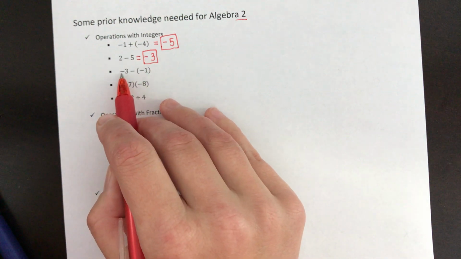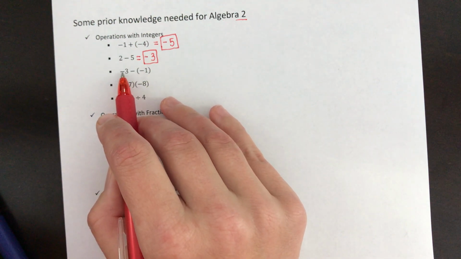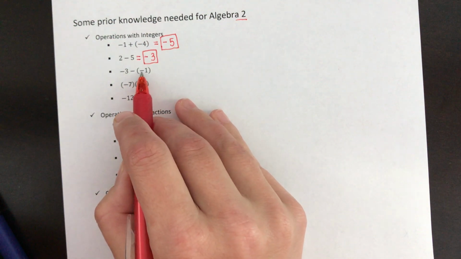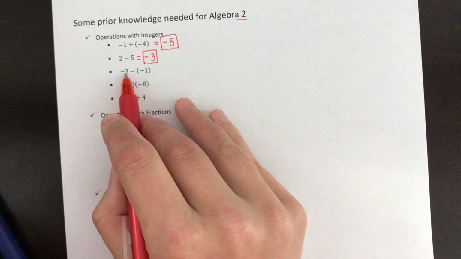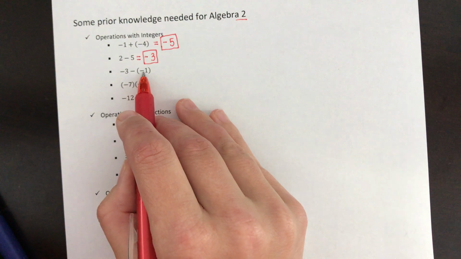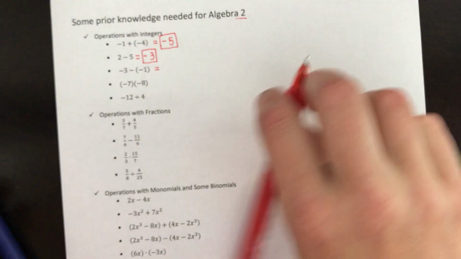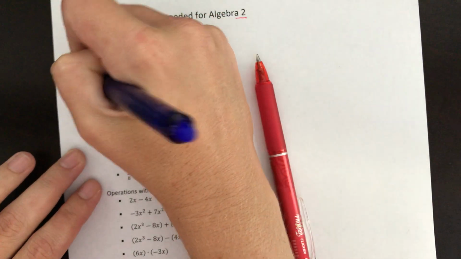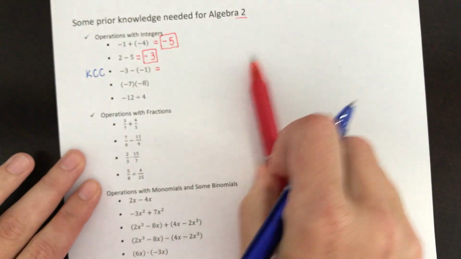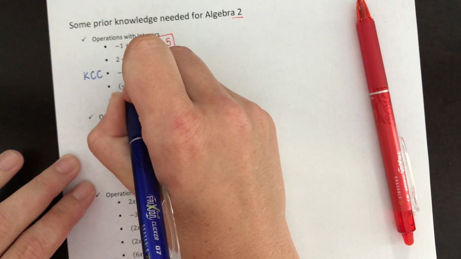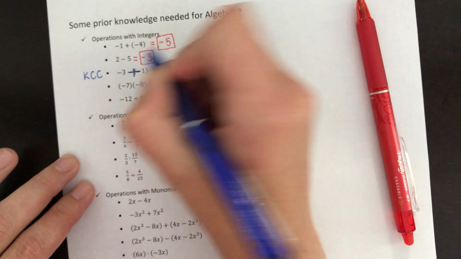Okay, similarly here, if you are $3 in debt and you take away debt, because remember a negative is like debt, then of course you're going to have less debt. So some of you may have been taught KCC for this problem. When you have minus a negative, that's keep it, change it, change it. So minus a negative becomes a positive, and that's great.